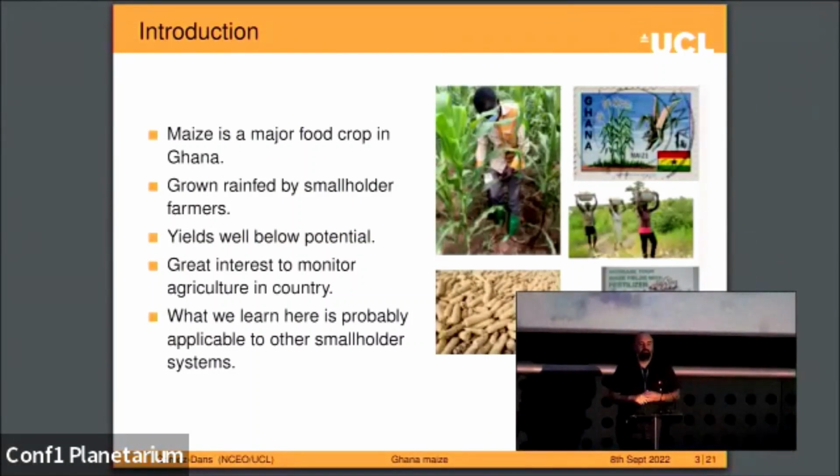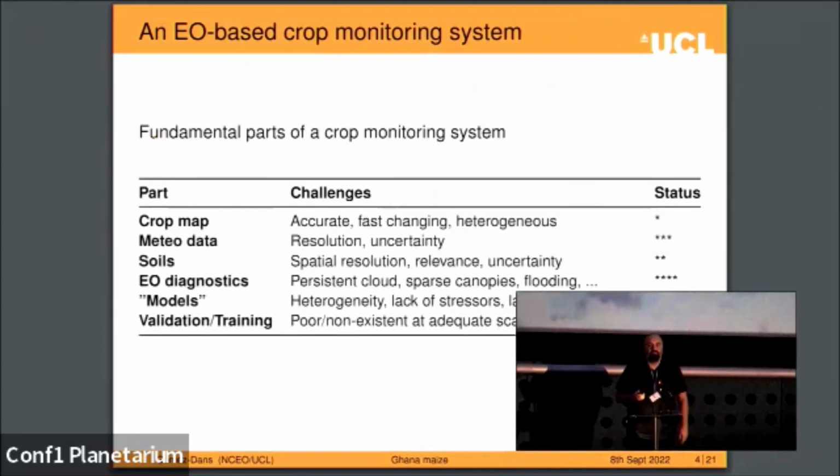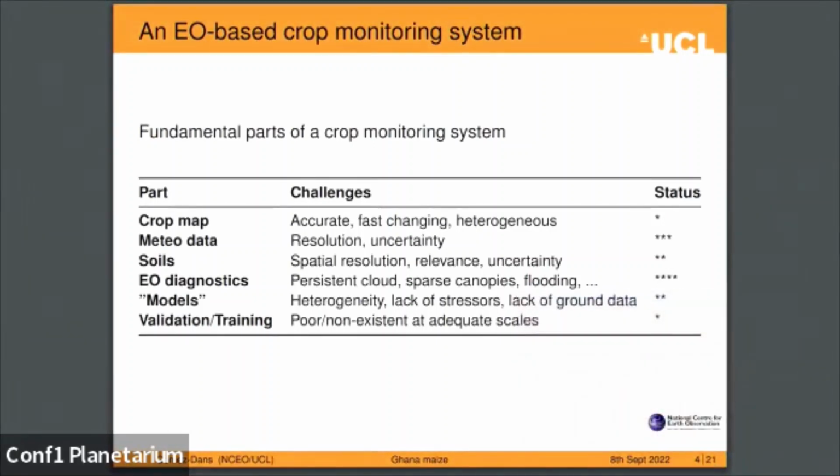Earth observation is a pragmatic way of going about this. We chose northern Ghana, but what we learn about this can probably be extended to other areas of West Africa or even other smallholder places in Africa. So what we'd like to do is build an Earth observation based monitoring system, and that has a number of pieces that go into it, and we're going to look at some of them and just list them.